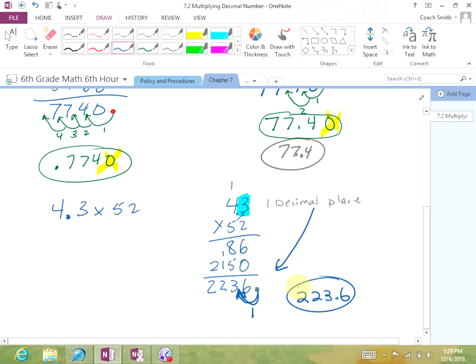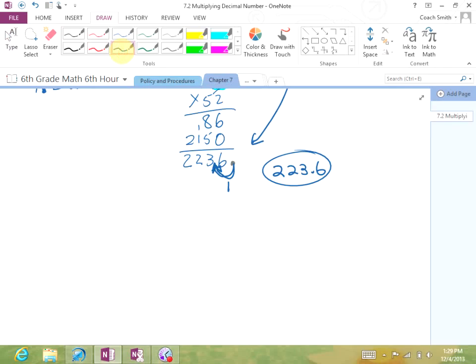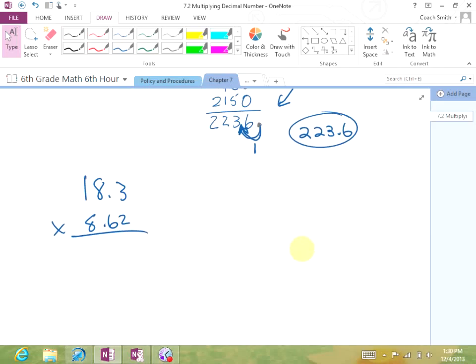All right, now, let's look at this. Let's say I had 18.3 times 8.62. Once again, you do not have to line up the decimals. If they line up by accident, well, so be it. Sometimes they'll do that. Okay?